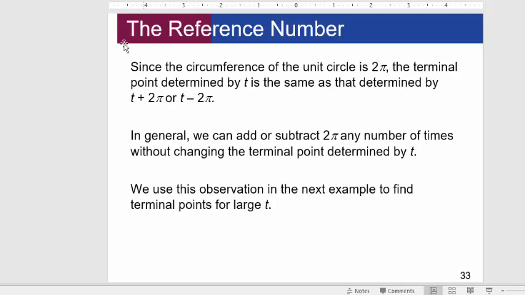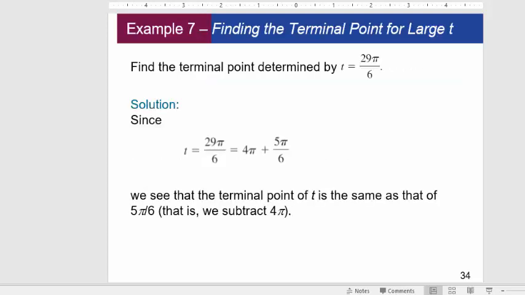And this is what we had been talking about before, right? So a lot of times what you might want to do is if they give you a t value that's outside of the 0 to 2 pi range, it might be easier to first add or subtract 2 pi once or multiple times to get back to a number between 0 and 2 pi, and then find the reference number that way. That could be a little bit easier, right?